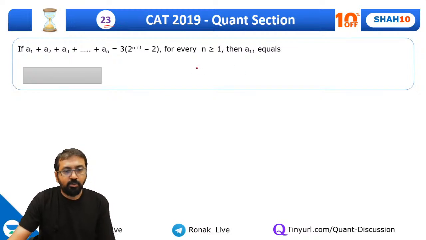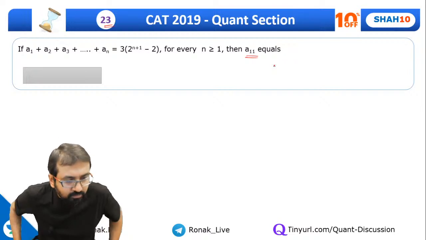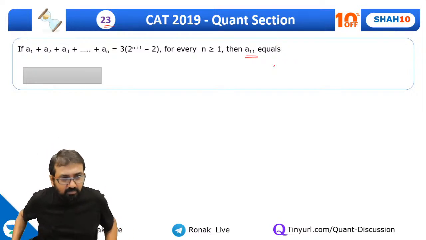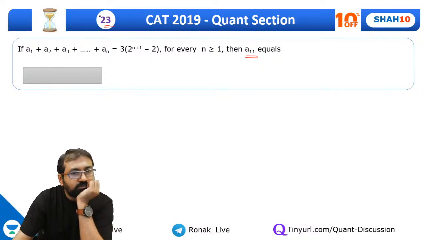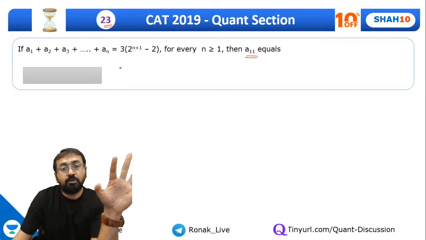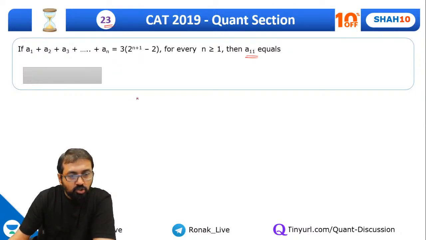And this is again a moderate question. Please try to solve this, guys. Take some values of n. Take n as 1, n as 2, n as 3, and so on. So A11 equals, here you are given the sum of the terms. So guys, what will be the sum of 1 term? Take n equal to 1 over here, so you will get 3 into 2⁻1 minus 2.